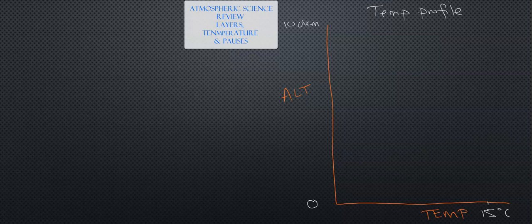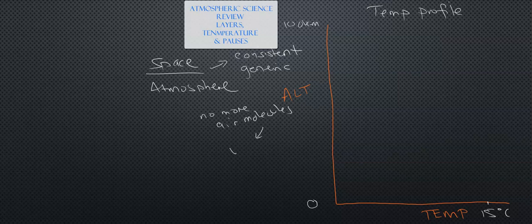Now, the difference between space and an atmosphere, this line is not consistent, but a generic point of there being no more air molecules and it becoming what's called a vacuum. So it's the absence of air molecules that defines space. Now space is full of other stuff, but there's no air molecules. So radiation can go through this vacuum and interact with our atmosphere from the sun.